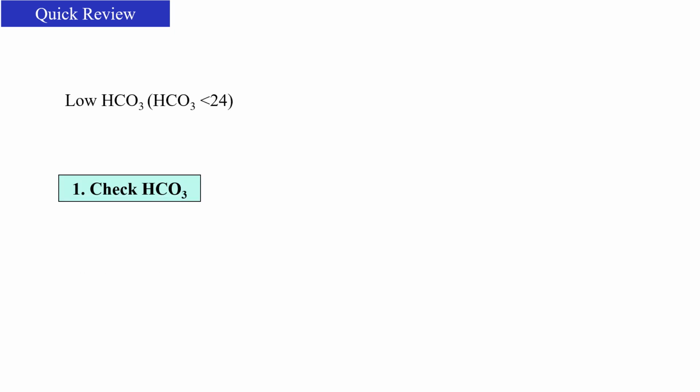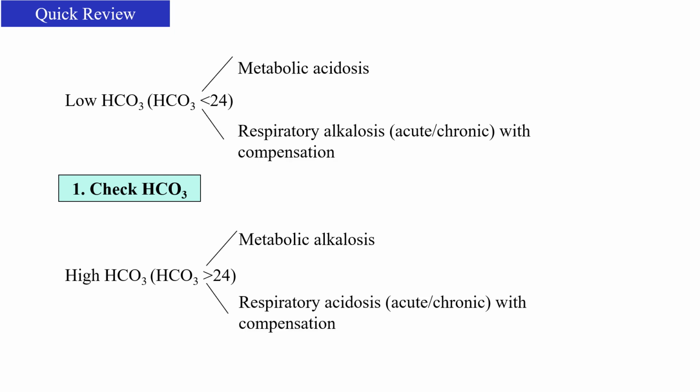Let's quickly review the steps we've gone through thus far in analyzing acid-base disorders. Step 1. Check serum bicarbonate. Is it below 24 or above 24? Based on the serum bicarbonate, we can determine two possible acid-base processes. Note that the two processes are opposite in terms of their effect on blood pH. One is an acidosis and the other is an alkalosis. How do we know which of the two processes we may have?